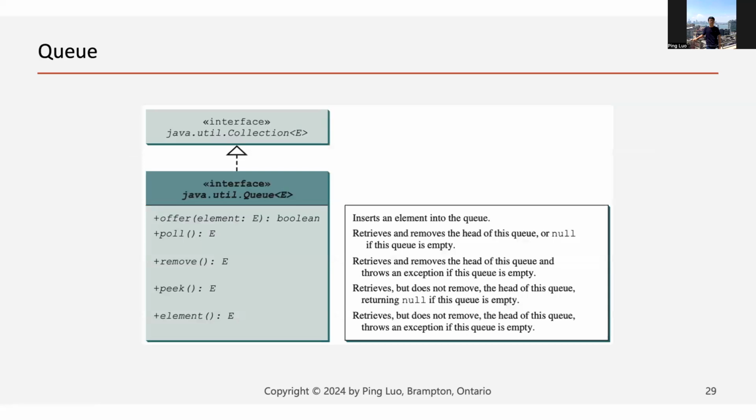But usually, I think poll and peek are very common. Offer, I can't remember specifically, but maybe other languages use another word to represent it. In this interface, offer just puts an element into the queue, and poll just removes an element from the queue.